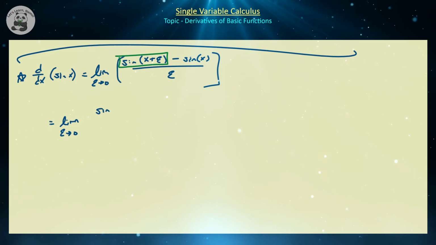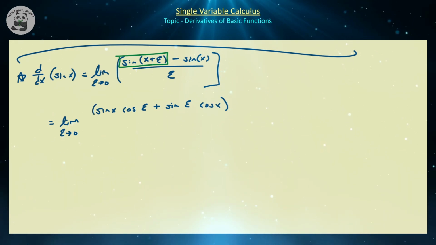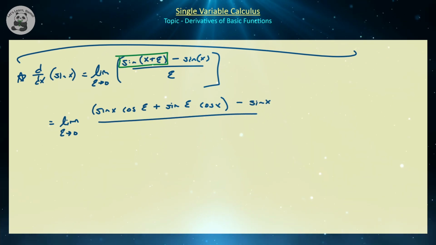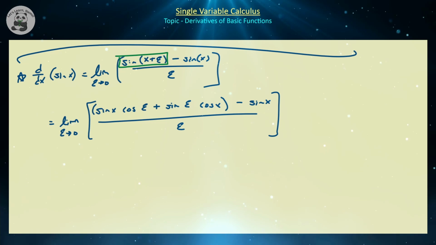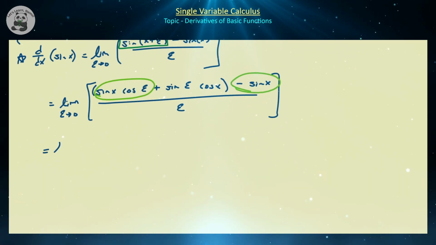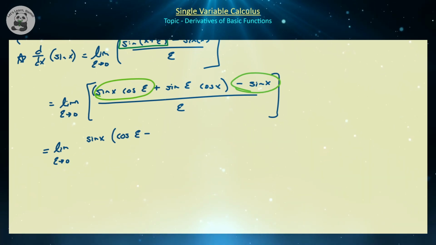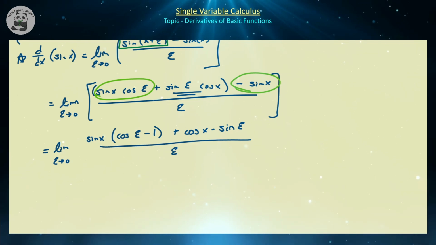So that's going to be equal to the sine of x times the cosine of epsilon plus the sine of epsilon times the cosine of x. That's the sine of x plus epsilon, the sum identity for sine. And then we're going to have minus sine of x, all divided by epsilon. I'm going to notice that this term and this term both have sine of x, so I can factor sine of x out of each of those terms. So I'm going to have the limit as epsilon goes to 0 of the sine of x times the cosine of epsilon minus 1, and then plus this last term, which is just cosine of x times the sine of epsilon, all divided by epsilon.